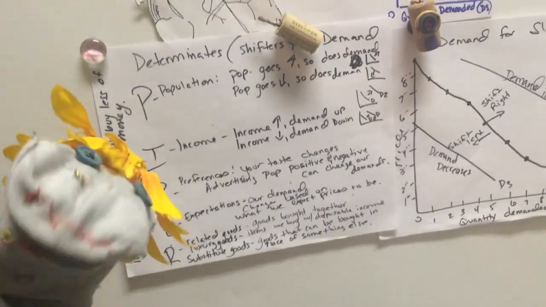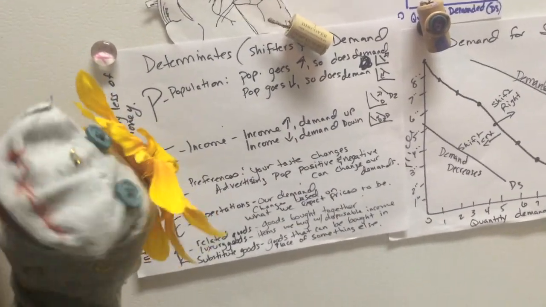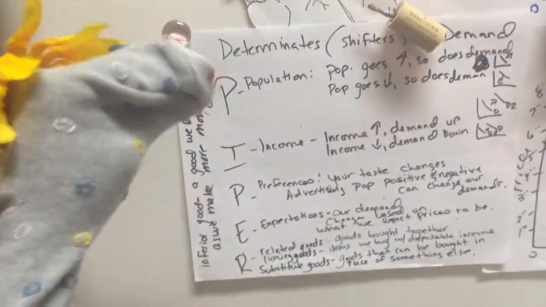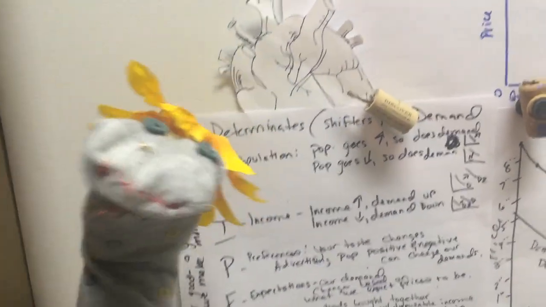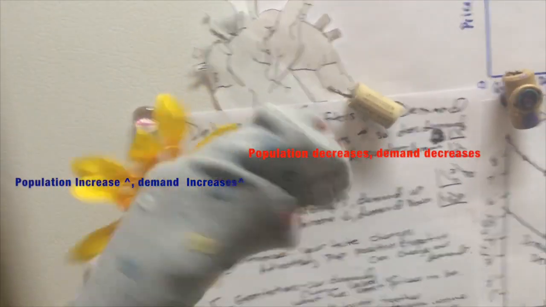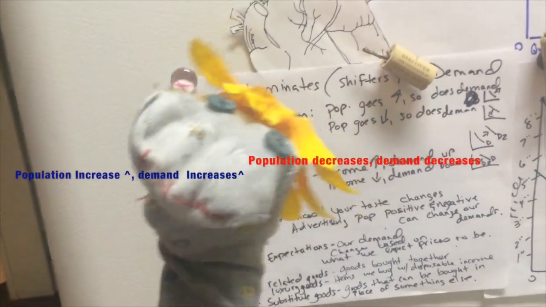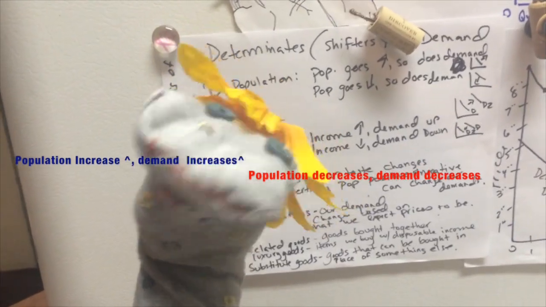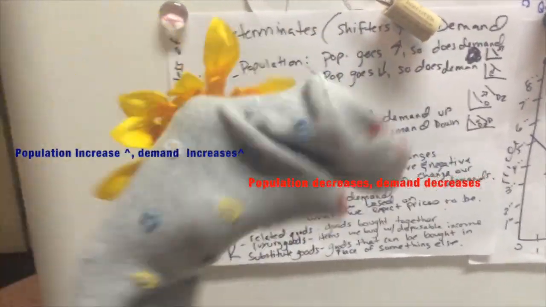All right, so let's look at those demand shifters or determinants of demand. I like to give it a little acronym called PIPER. All right, so for PIPER, the P stands for population, meaning a population change can cause an increase or a decrease in demand. Think about it. More people live in there, more people need to buy stuff.